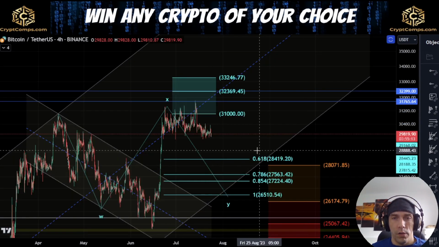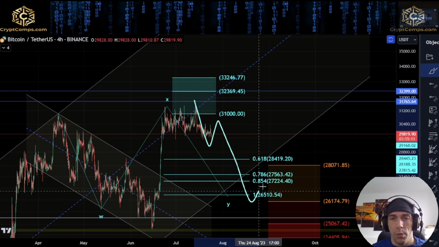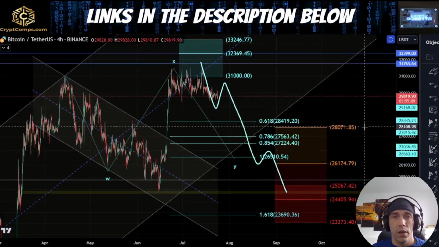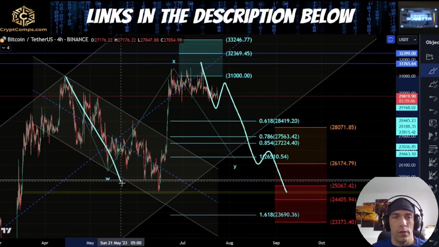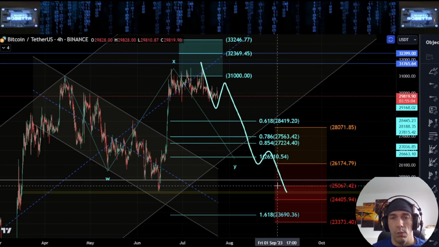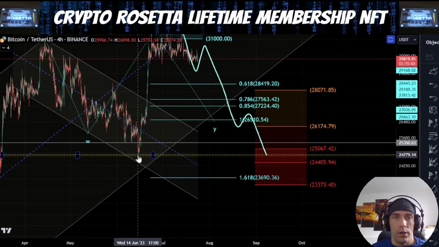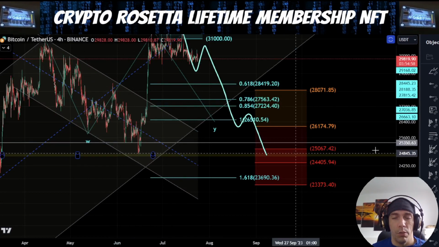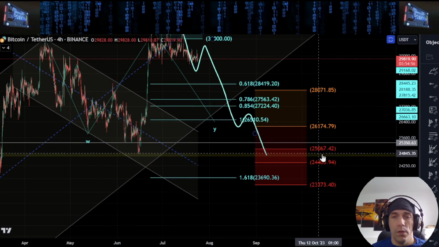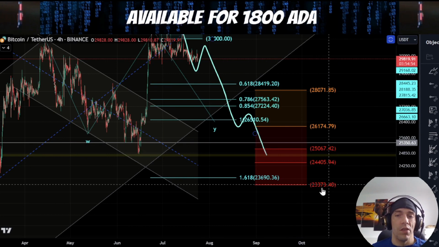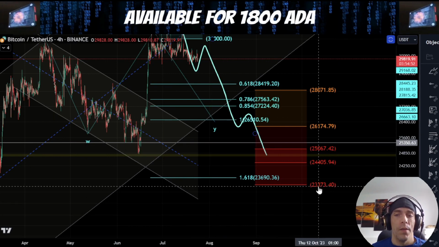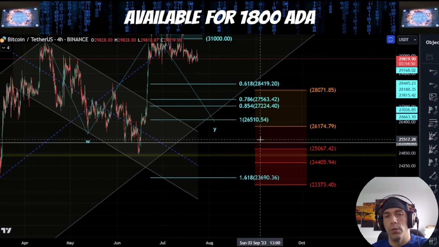Now, if we do start to get something more like this, where we get a bigger 5-wave move to the downside, then it would be more probable that this is actually A, B, and C, in which case what we could potentially do, if we are looking to invalidate this idea of us looking to push to the upside from this point, would mean that we could get a move down towards this 25,067 to this 23,373 as a possible downside target.